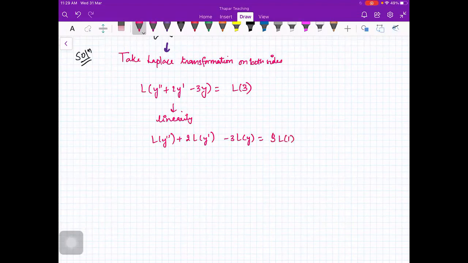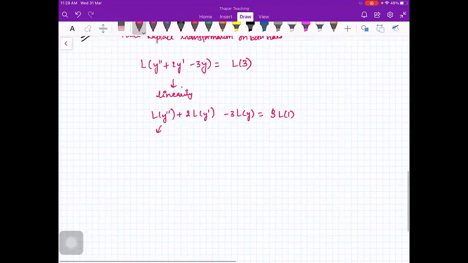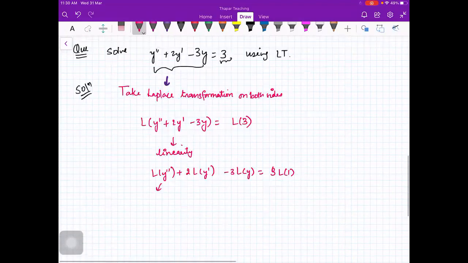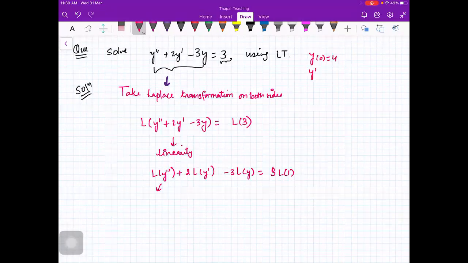Along with this, the question also gives you y at 0 is 4 and y dash at 0 is minus 7. So these are your initial conditions. This is our initial value problem, because both are given at 0. Clear?